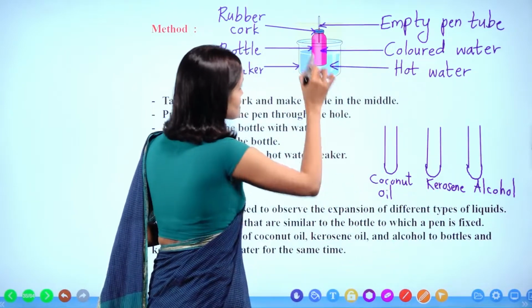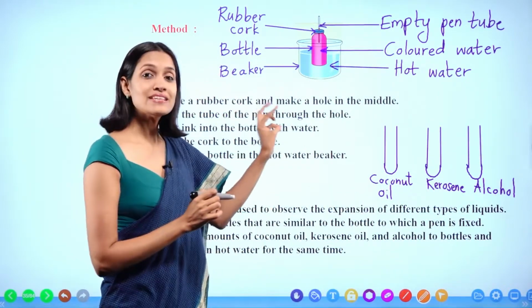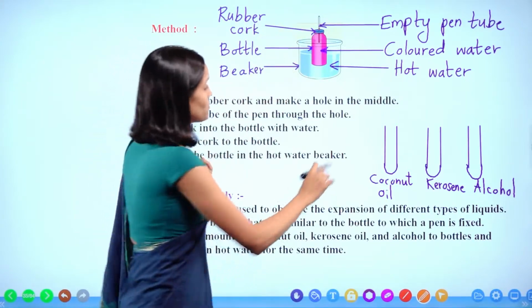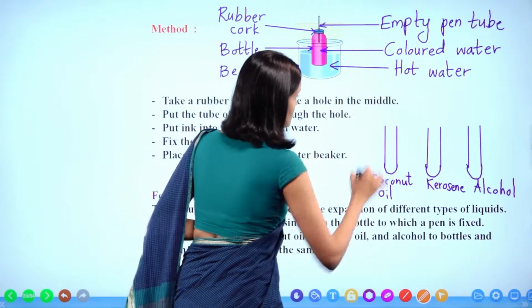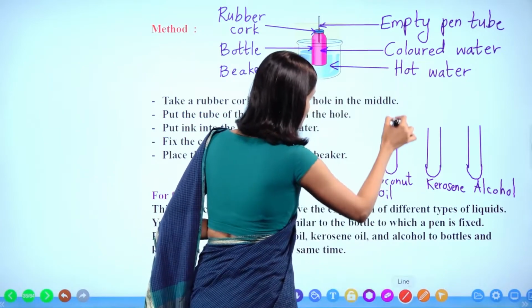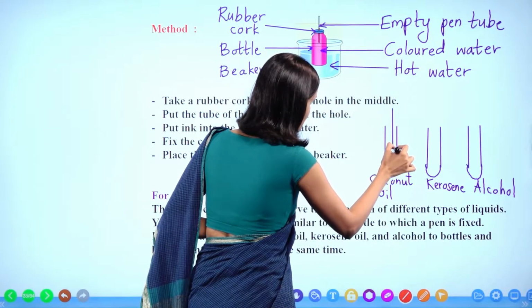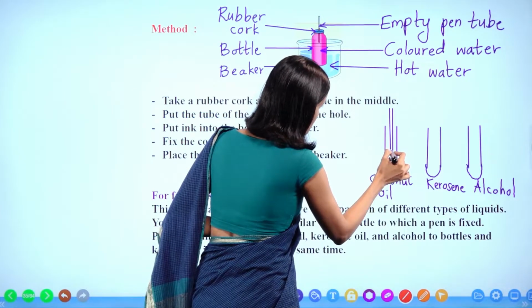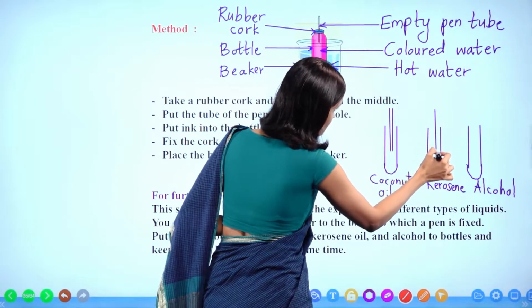Right? And in the same way, we have to take 3 similar rubber corks and fix 3 similar empty pen tubes, and you have to fix this to this setup, right? We'll draw that as well. Empty pen tubes with cork.